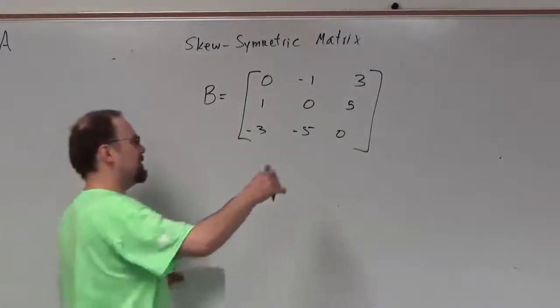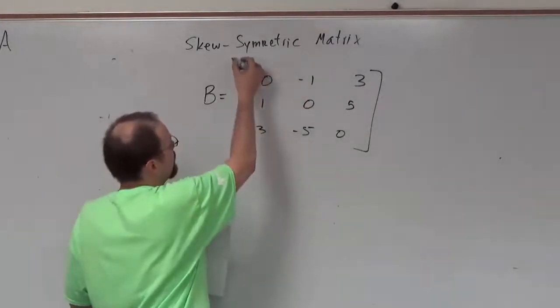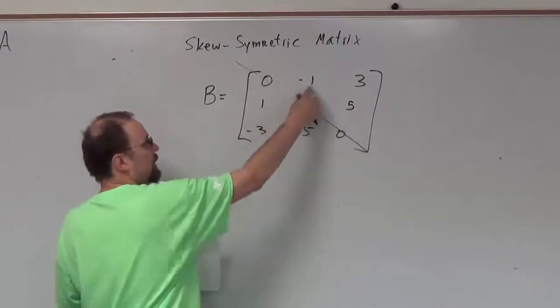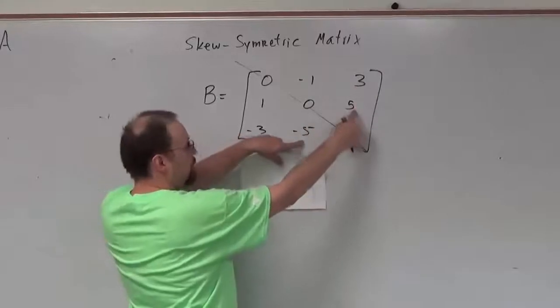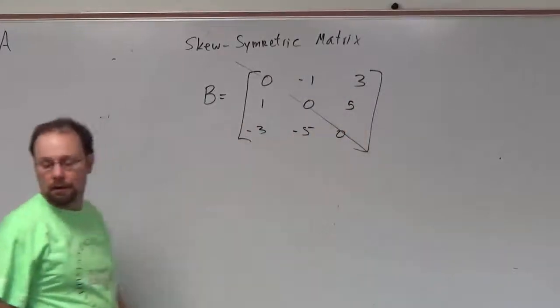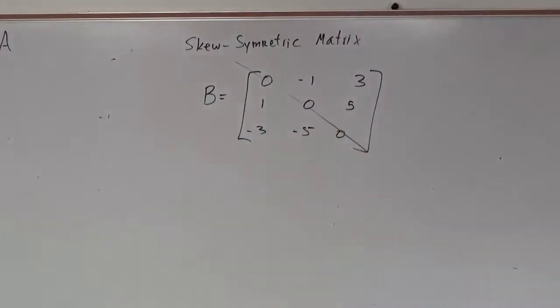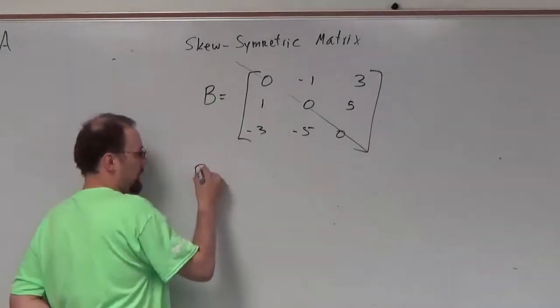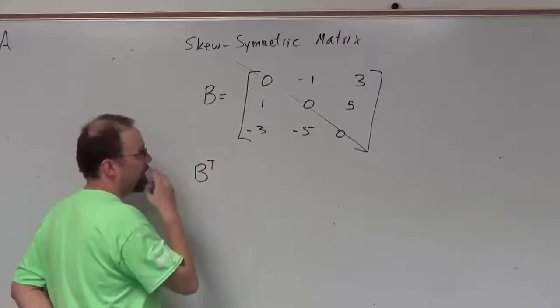So there's a skew symmetry, right? If you draw a line through the diagonals, these are not equal to one another, but rather these kitty corner entries are negative to one another. So how would we define a skew symmetric matrix?